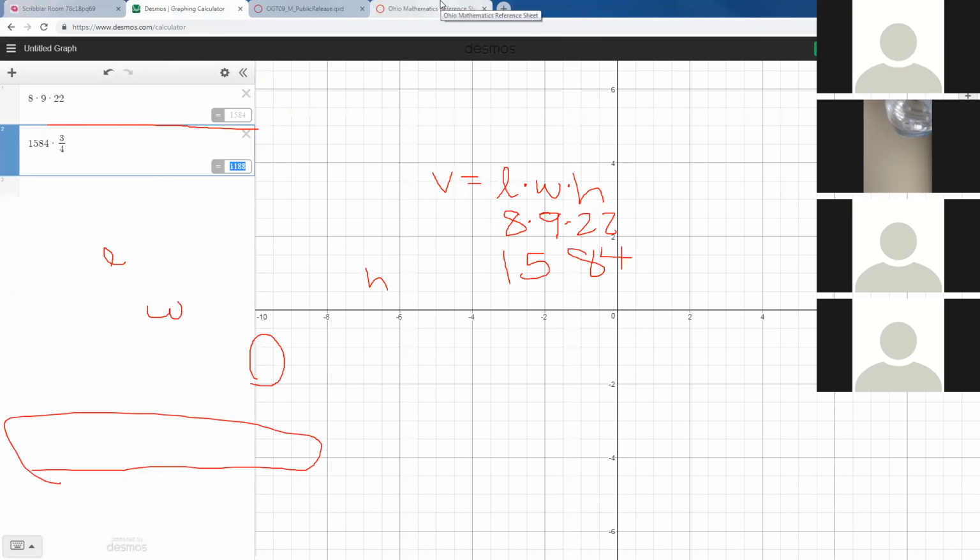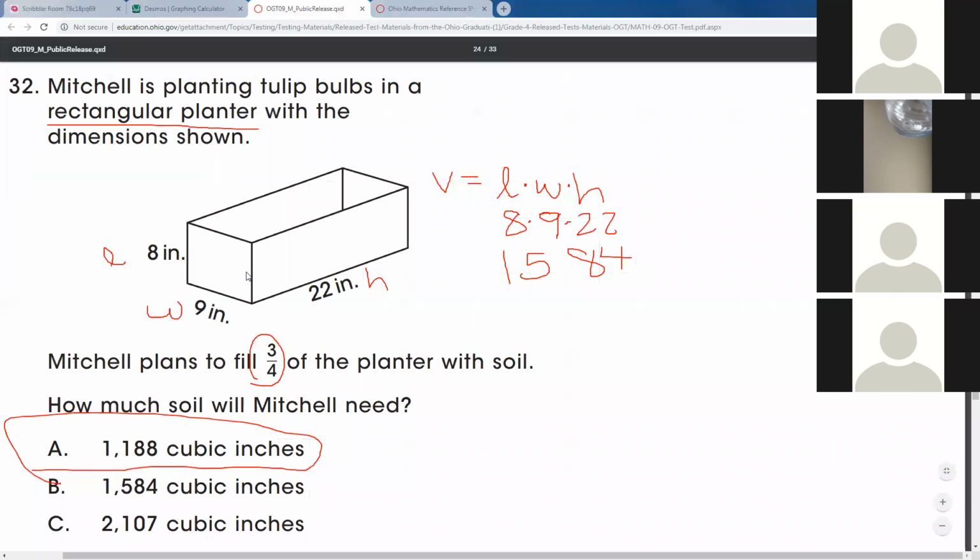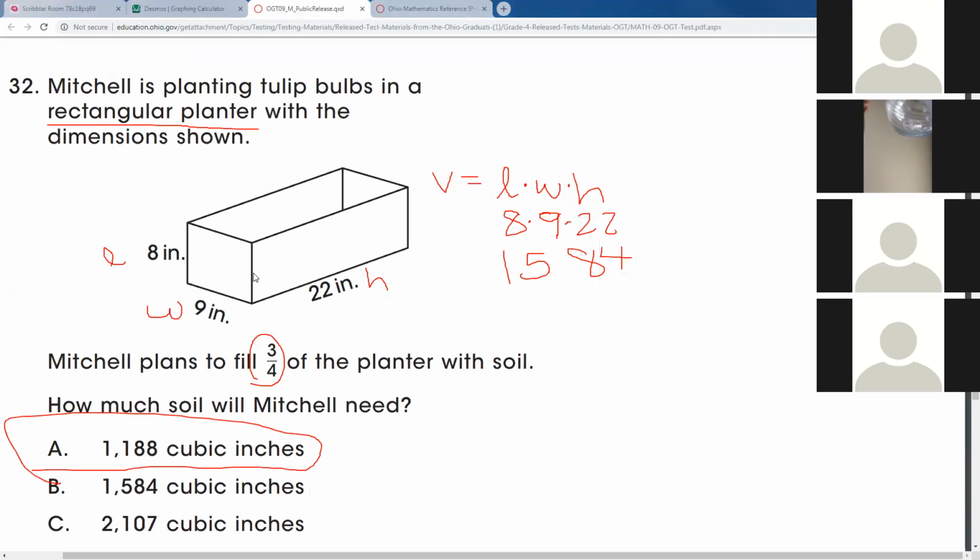So be careful, because that's another thing to watch out for. They love giving you a problem where you get an answer and you're like, I see the answer. That's the correct answer. But there's actually an extra step that you have to do before you have the final answer. So always make sure to read through and say, well, how much soil if it's only 3/4 full? Make sure you're answering what they want you to find.